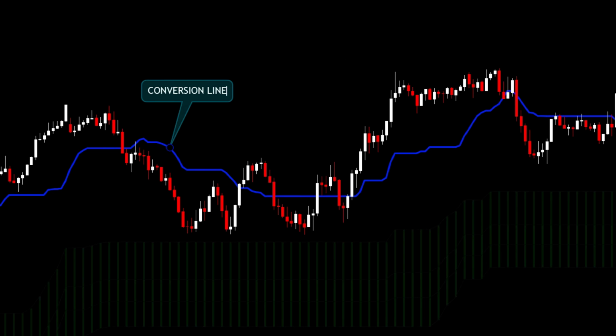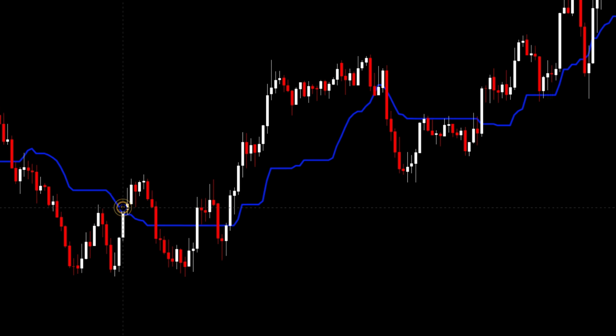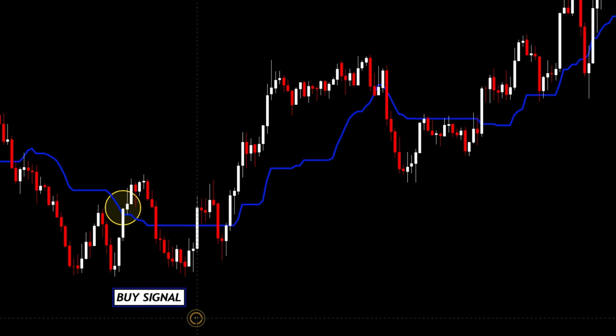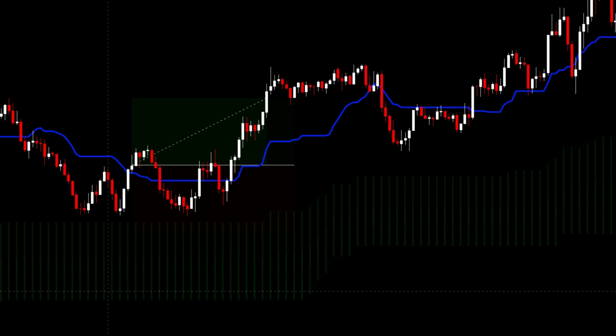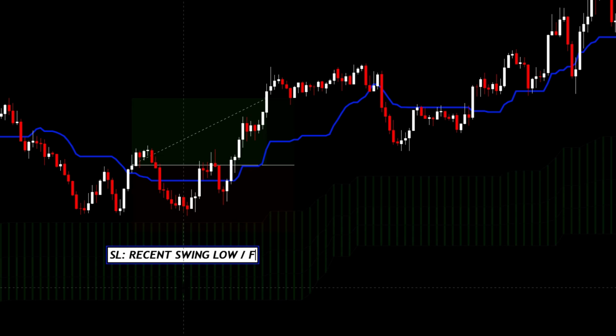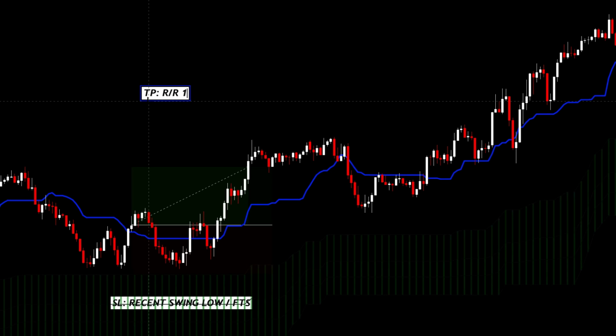And here's the real power. When the price action crosses the conversion line from below and the Swing Arm is green, you have a potential entry. A stop loss goes just below the last swing low or the Swing Arm band. Target a minimum 1 to 2 risk to reward ratio.